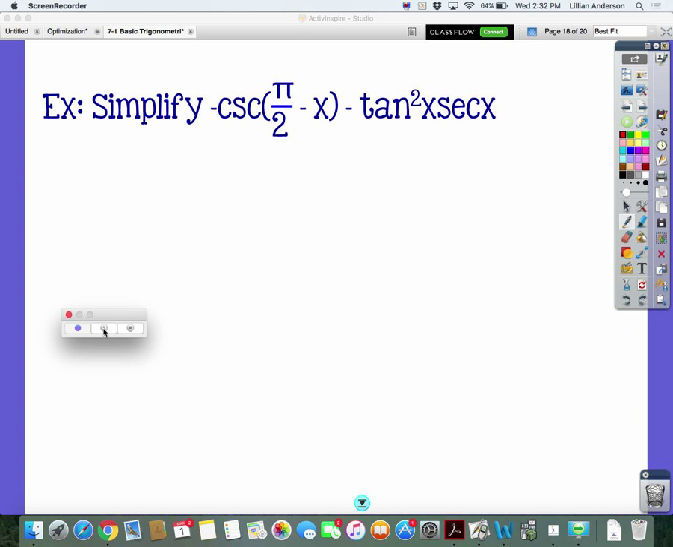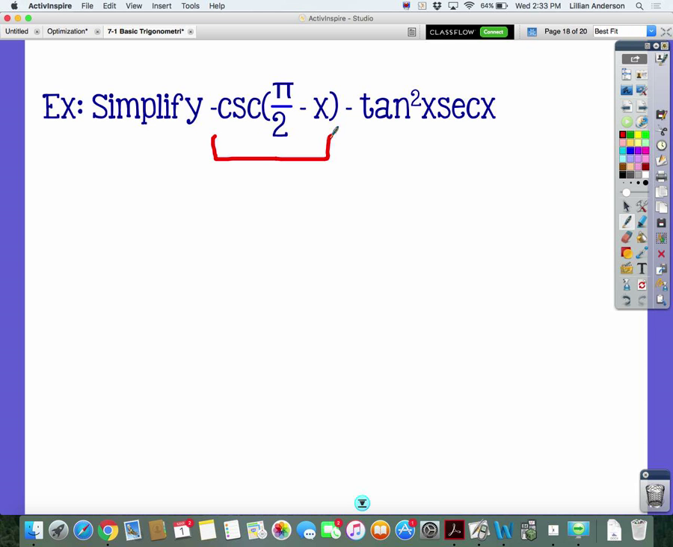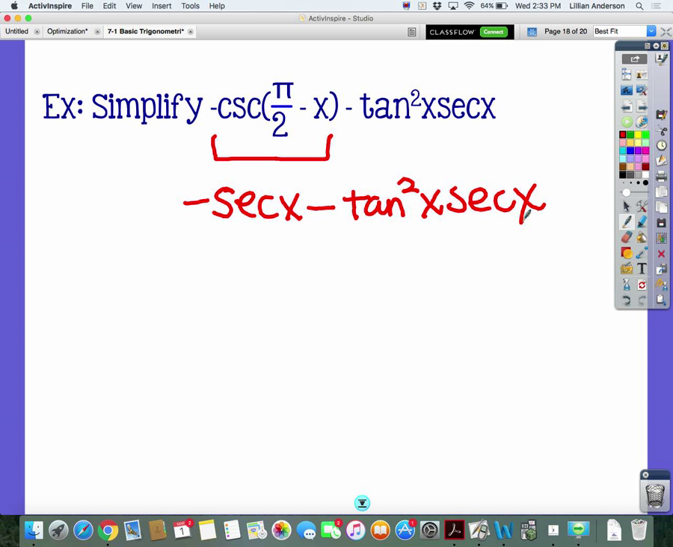Here we go. You have negative cosecant of pi over 2 minus x minus tangent squared x secant squared x. Could I use an identity right here, right now? On the very first part, this is a cofunction identity, which can be written how? Negative secant x? Yes. Okay, so that's good. We can replace that cosecant of pi over 2 minus x with a secant x.